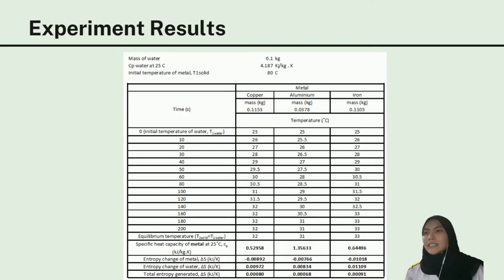Okay, this is the data given by our lecturer, where the initial temperature of the three metals, which are copper, aluminium and iron, is 80 degrees Celsius. Meanwhile, the initial temperature of water is 25 degrees for the three types of metal. The equilibrium temperature is 32 for copper, 31 for aluminium and 33 for iron.